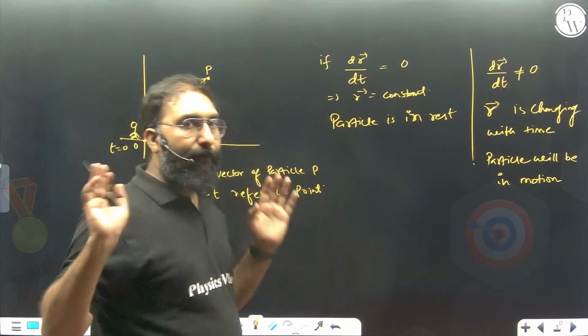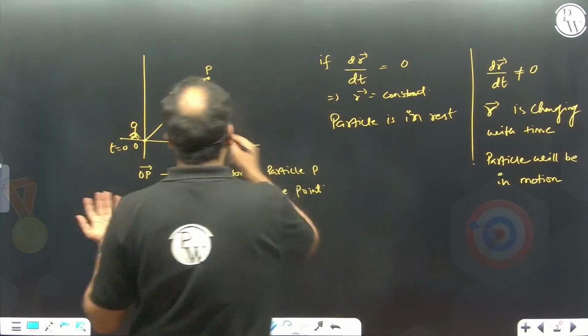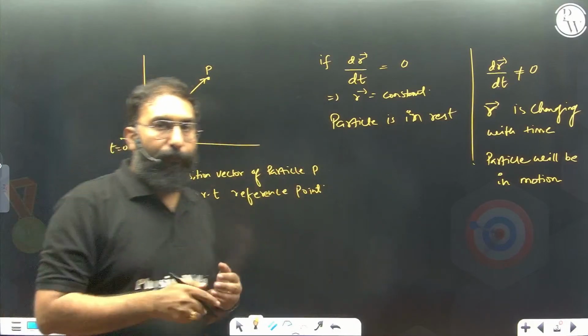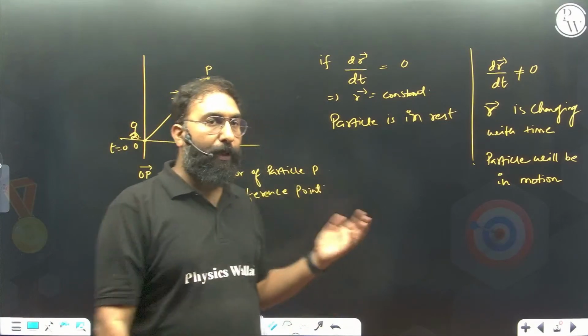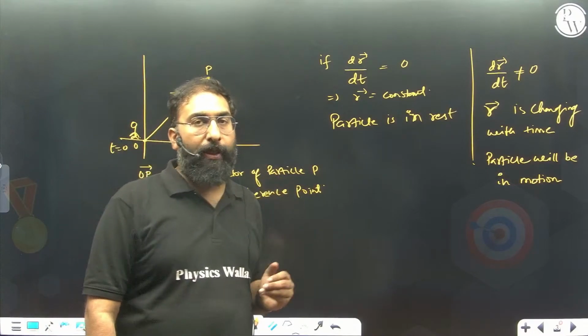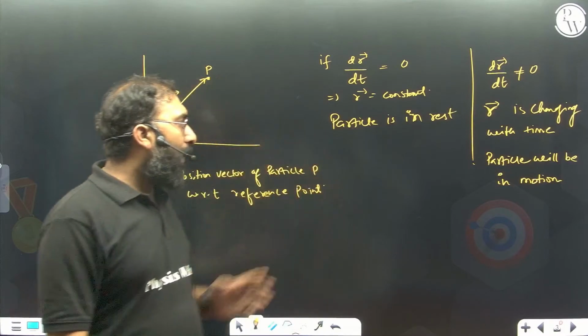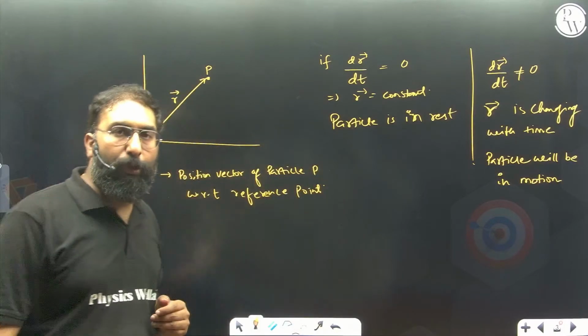So if you have to define whether the particle is moving or not moving, first you have to select a reference point and an observer, then you have to see the position vector, and then you have to see whether that position vector is changing or not changing. Like this we can define whether the particle is moving or not moving.